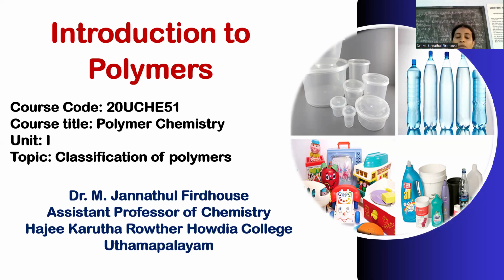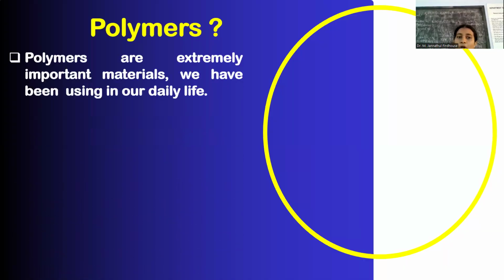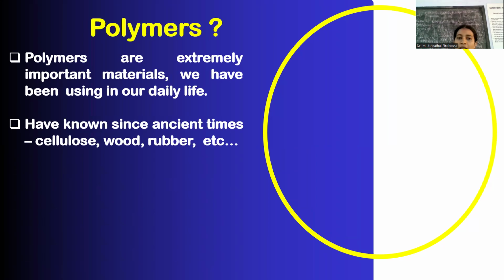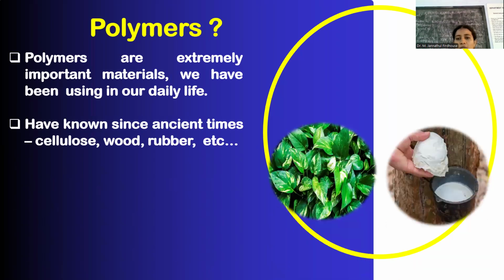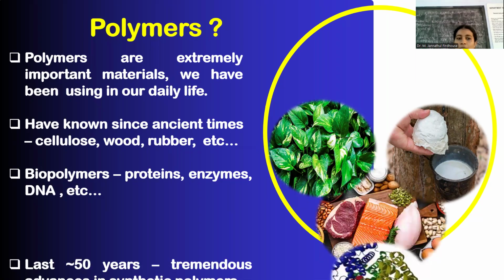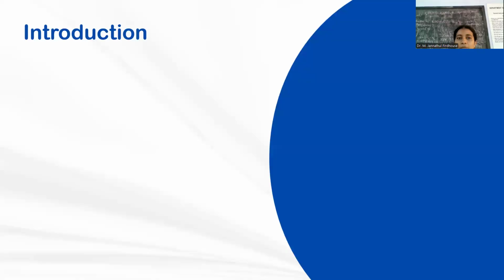In today's class, we are going to see about introduction to polymers as well as classification of polymers. So polymers are extremely important materials we have been using in our daily life. They have been known since ancient times as cellulose, wood, as well as rubber. Biopolymers such as proteins, enzymes, DNA, etc. are the biomolecules which are also called biopolymers. Recently, in the last 15 years, there have been tremendous advances in synthetic polymers.